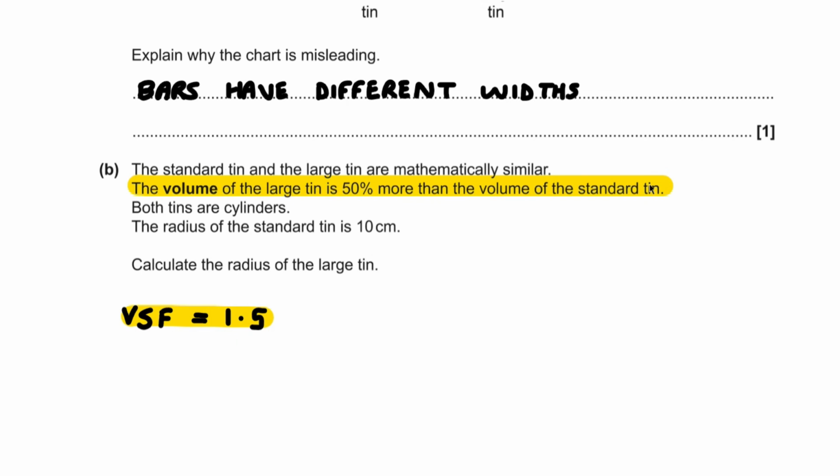So, what I need to do is calculate the radius of the large tin. I know the radius of the standard tin, that's 10 centimeters. So what I can do is find out the length scale factor. The length scale factor is equal to the cube root of the volume scale factor. So I've got the cube root of 1.5.